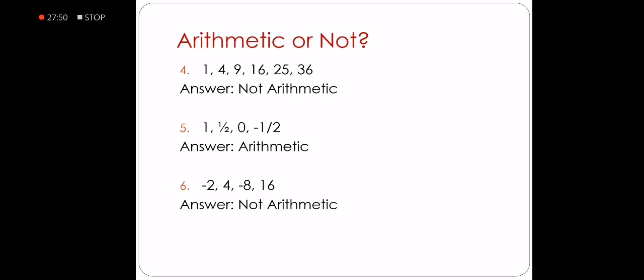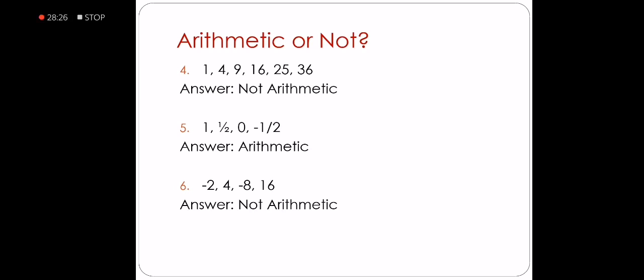In number 4, we have 1, 4, 9, 16, 25, and 36. So, obviously, this is not an arithmetic sequence. Kasi yung pattern na nabuo ay hindi naman common difference, kung hindi square of a number. Let's say, for example, 1 squared is 1, 2 squared is 4, 3 squared is 9, 4 squared is 16, 5 squared is 25, and 6 squared is 36. So, pag binawas natin sila, wala tayong makukuhang the same answer. So, simply, this is not an arithmetic sequence.